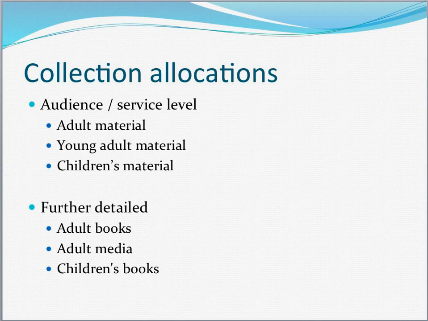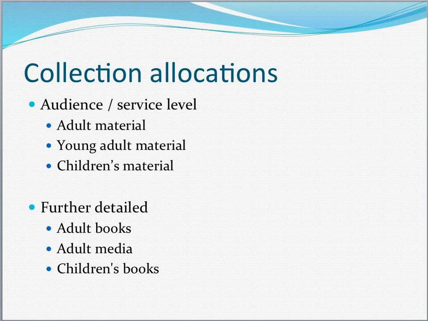In terms of collection allocation, these are some of the things that we have to think about. For example, audience and type of materials. For example, audience, service level. We have adult materials, young adult materials, children materials. And then if we go into further detail, we're talking about adult books, adult media, movies, etc. What about children's materials? Are we talking about children's books or games or other types of materials, or videos, movies, etc.?